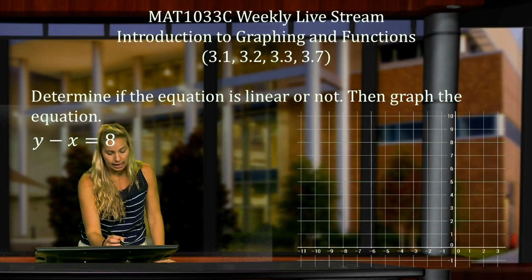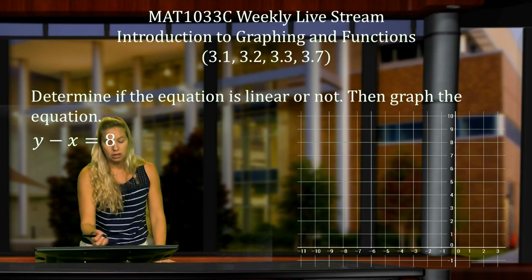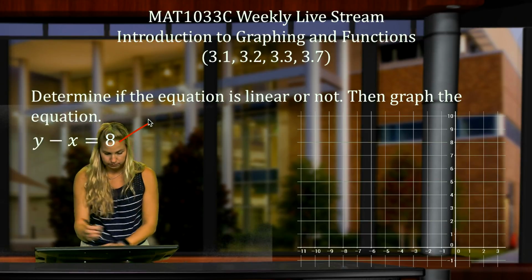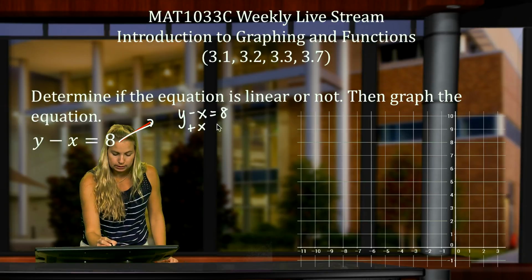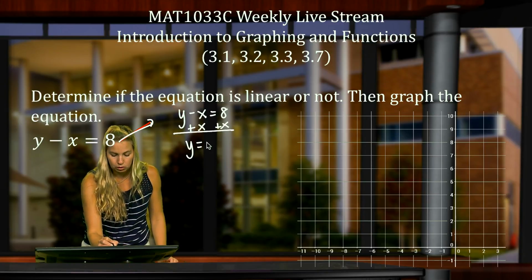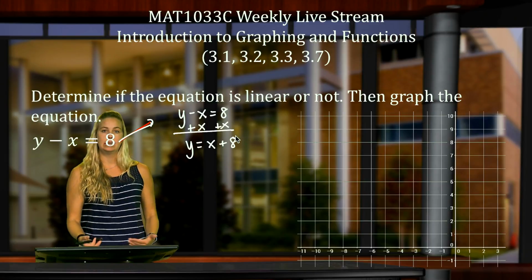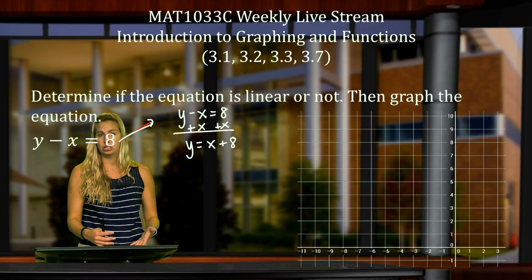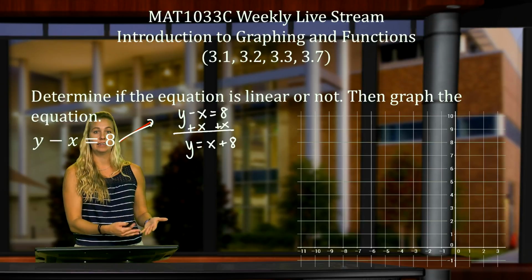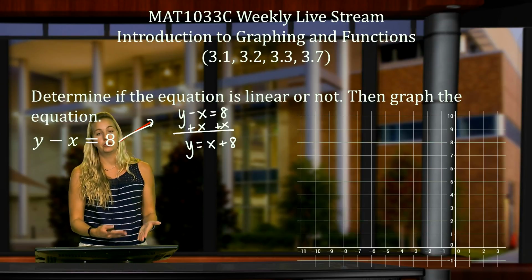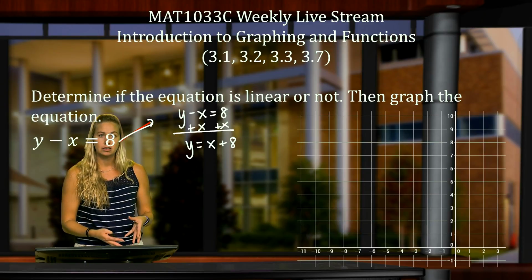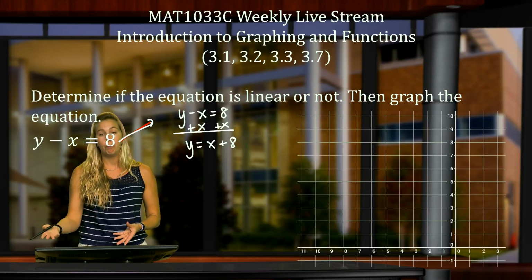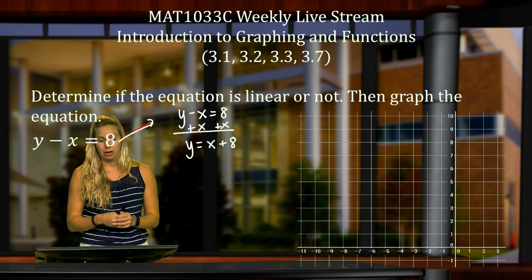So taking a look at the example that we have here, y minus x equals 8, let's first see if we can write this in slope-intercept form. So y minus x equals 8. If I add x to both sides, we get y equals x plus 8, which is in that slope-intercept form. So just looking at the equation, we can verify that yes, it is linear. Since I know that it's linear, I know that the graph is going to be a straight line. This process of recognizing the type of equation and then knowing what the graph is going to look like is going to help you when you're developing skills for graphing.